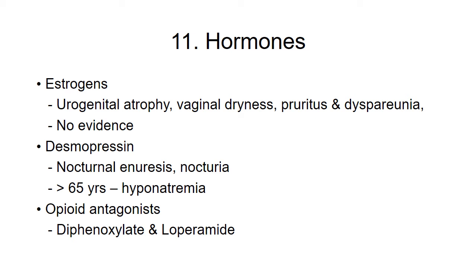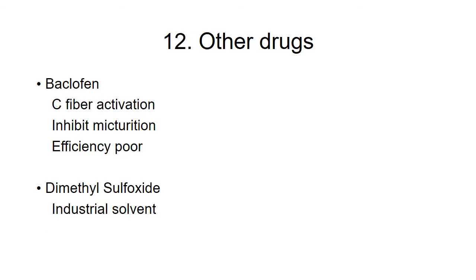Then opioid antagonist is another one, with examples being diphenoxylate and loperamide. Other drugs commonly used are baclofen and dimethyl sulfoxide. Baclofen is actually an inhibitor of the CNS and it decreases micturition. Causes C fiber activation in urothelium and efficacy is poor.